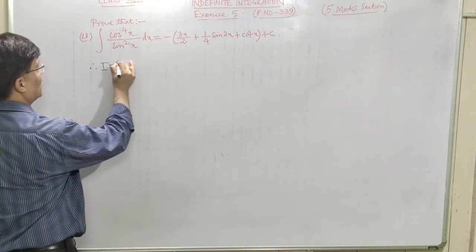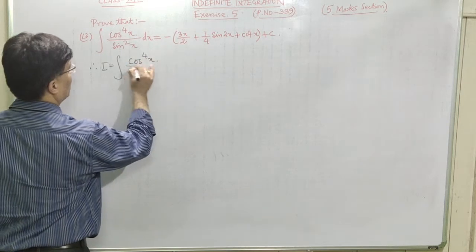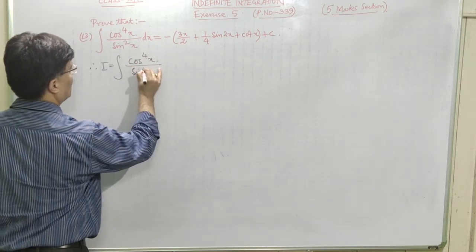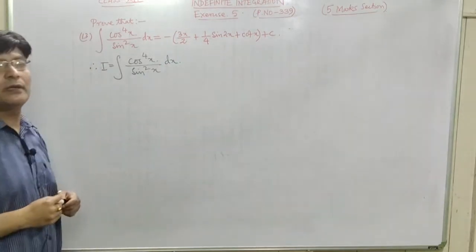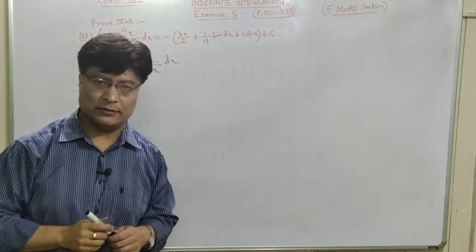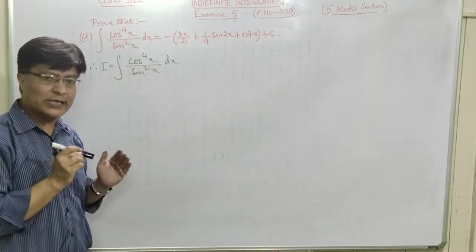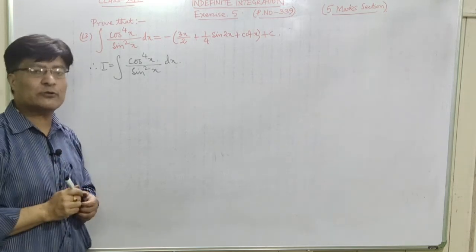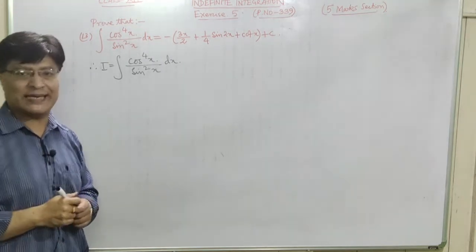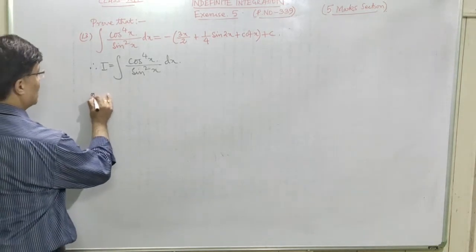So I is equal to integration of cos 4x divided by sin square x dx. But you have to simplify it further. You have to simplify this fraction. So since there is sin square x in the denominator, you have to express cos to the power 4x in terms of sin x, so that you can easily simplify it. So let us simplify it now.